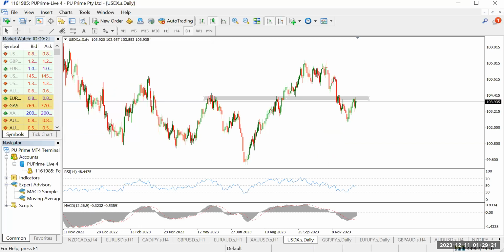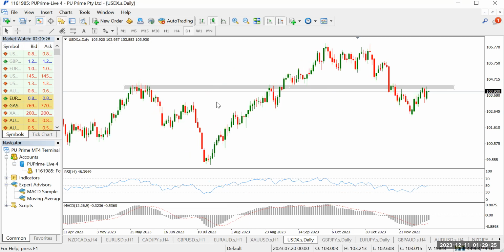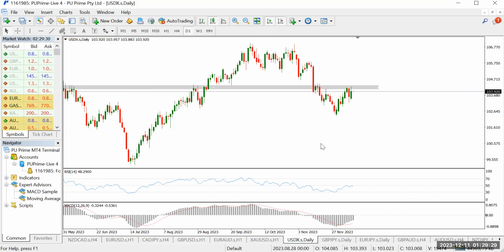And next I have the dollar index. For the dollar index, we can see price is trading around a key level, the resistance level that has held several times. And currently price is back at that resistance zone. Technically, we expect a bearish movement on the dollar index due to this.